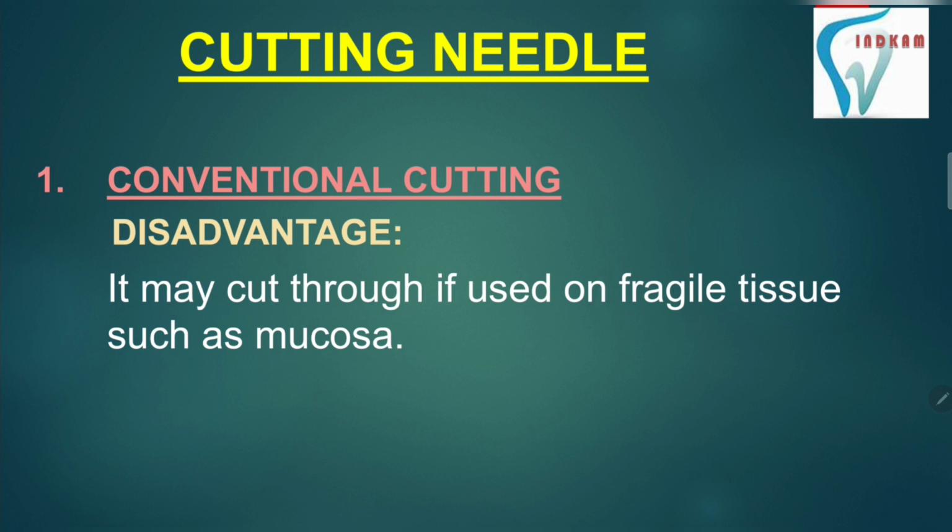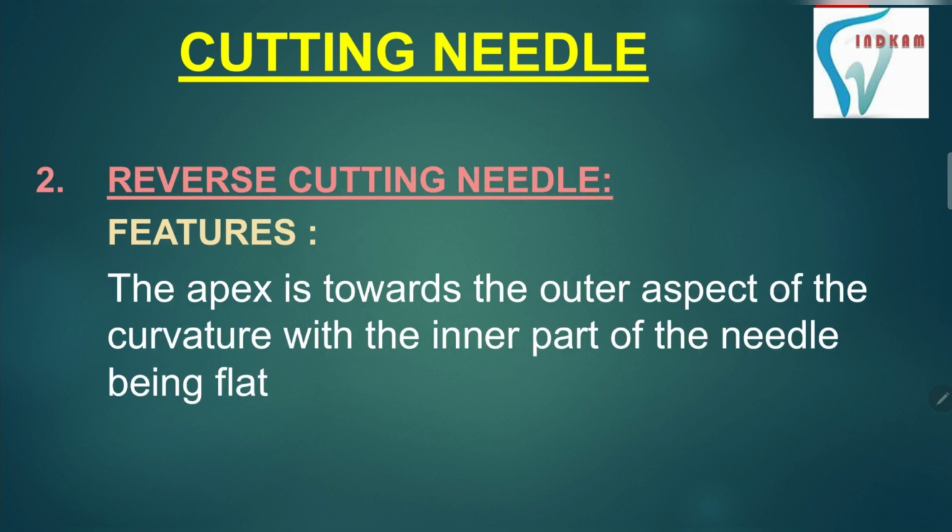In conventional cutting needles, as you can see, this is the apex. The apex is facing towards the inner aspect of the curvature of the needle. As you can see, this is the inner aspect of the needle and the apex is pointing towards the inner aspect. But in reverse cutting needle, the apex is towards the outer aspect of the curvature of the needle.